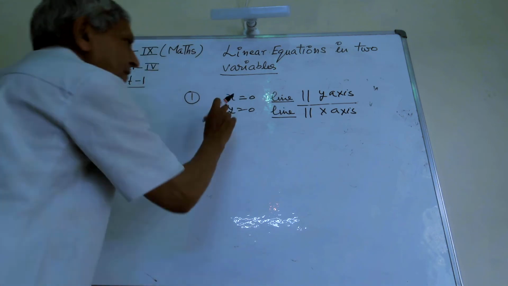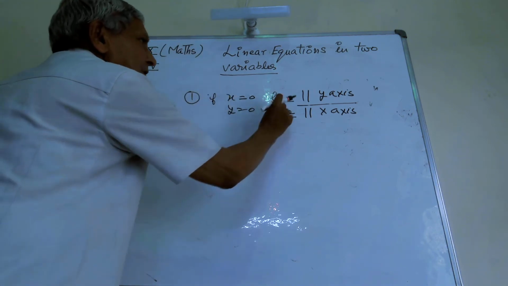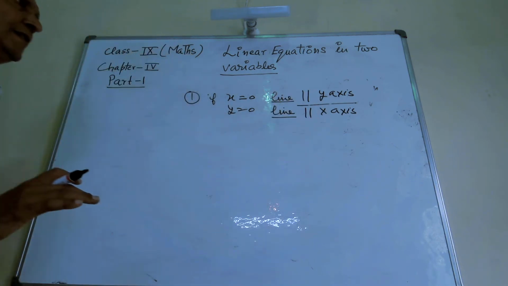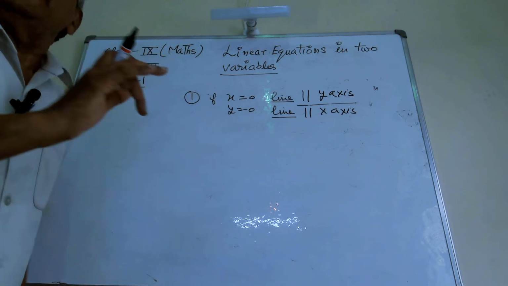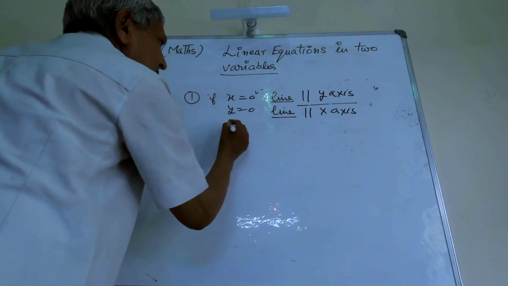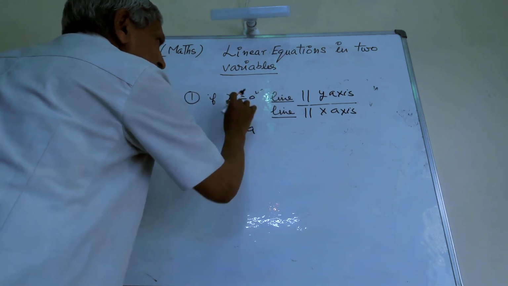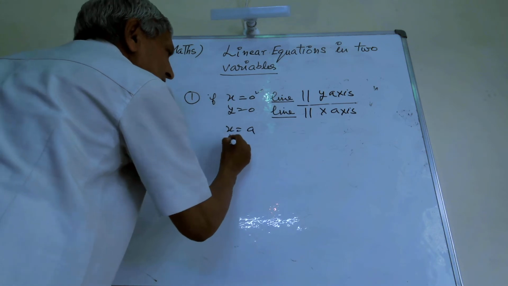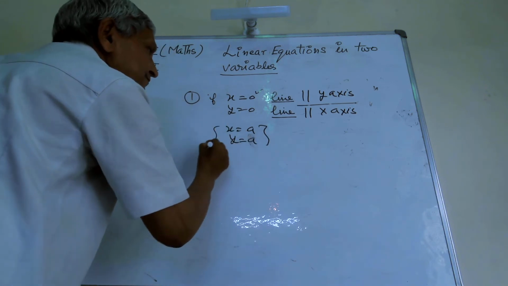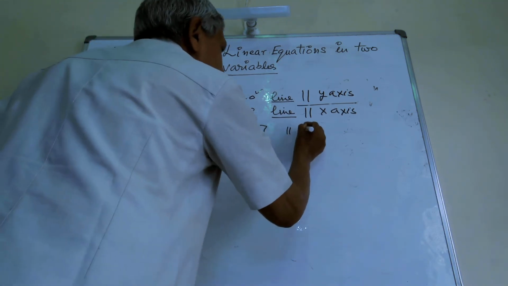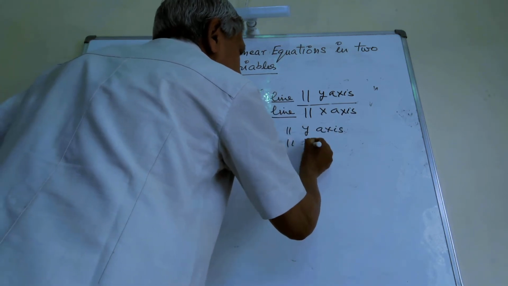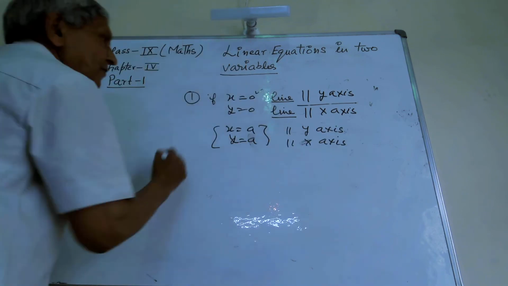Here, if x is equal to 0, the line is parallel to the y-axis. If y is equal to 0, the line is parallel to the x-axis. I want to make the concept clear by an example. The general form is x is equal to a, or y is equal to b. These are the general forms for lines parallel to the y-axis and parallel to the x-axis.